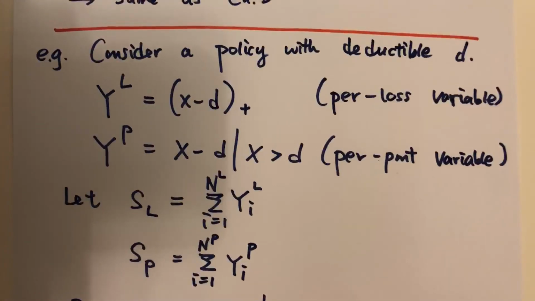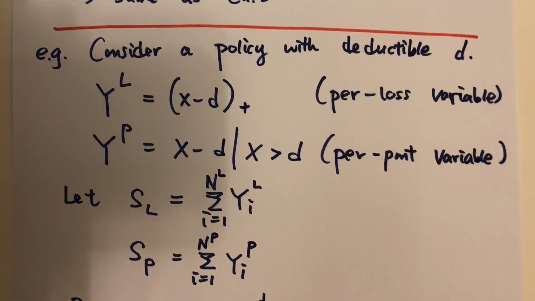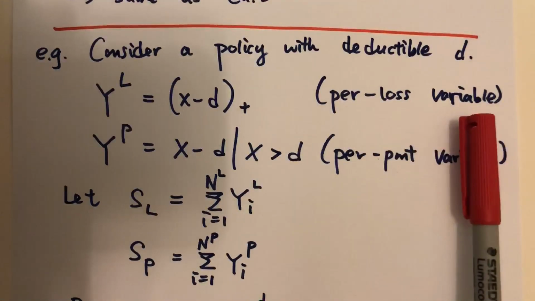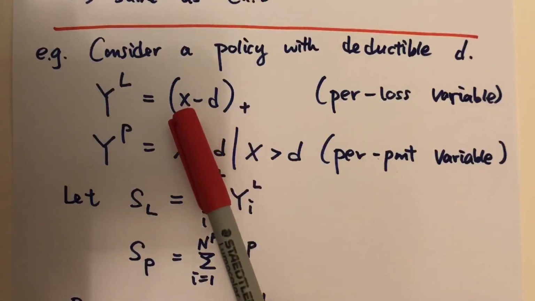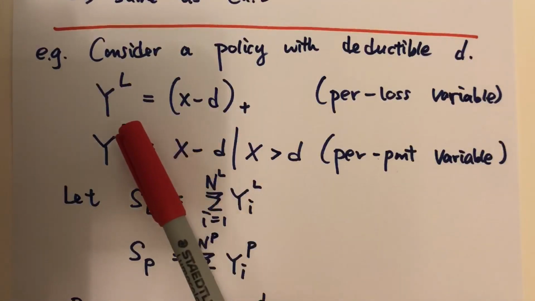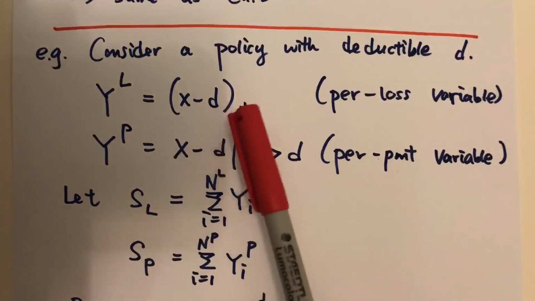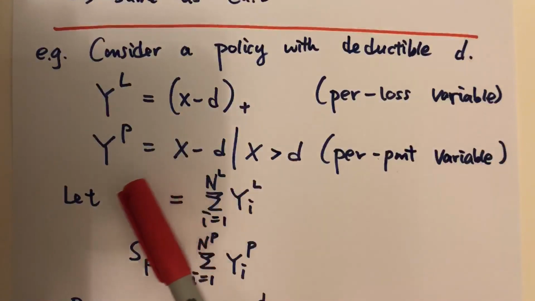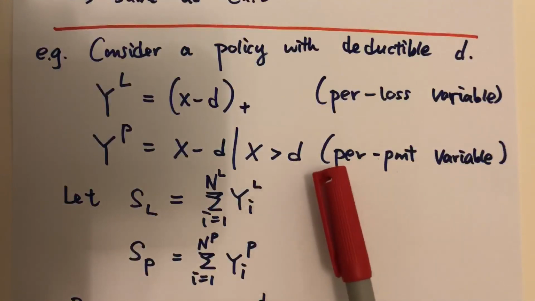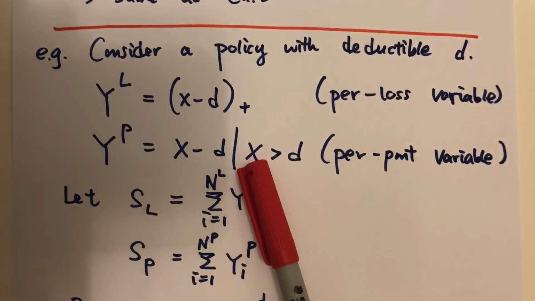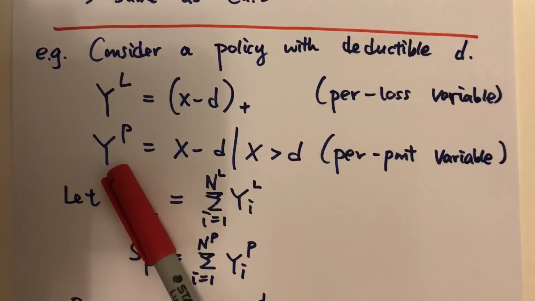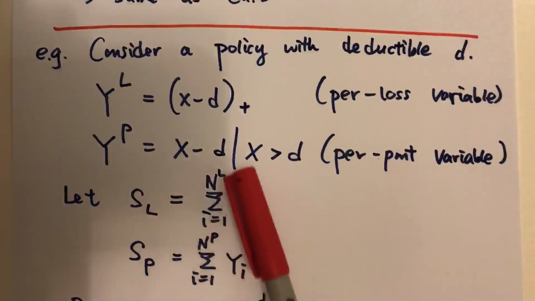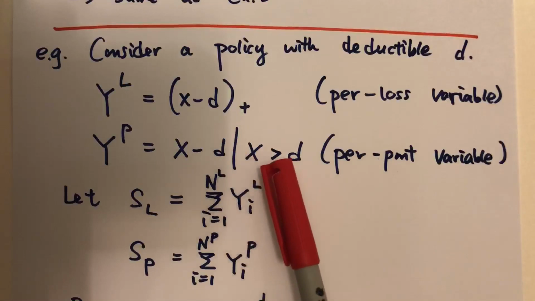So remember in chapter 6, we consider policy with deductible. So in this case, the per loss variable Y^L will be (X - d)+. So if X is bigger than d, then the per loss variable is X - d. Otherwise, it will be 0. The per payment variable is a conditional variable. It depends on X bigger than d. So when there's a real payment, this Y^P will be defined as the payment. So it is the payment given that there's a payment.